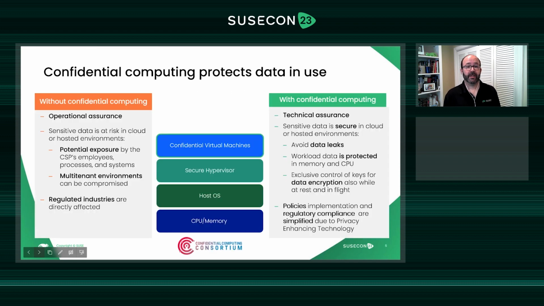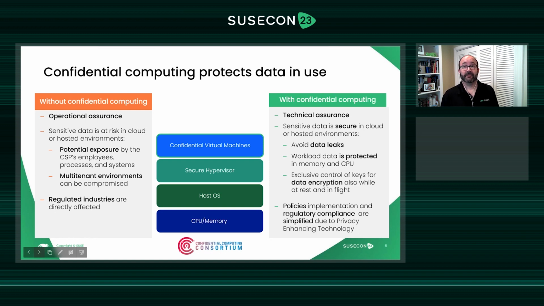Now, there's a project from the Confidential Computing Consortium that is working on protecting data in use. Everyone should at this point be familiar with the concepts of protecting data in transit and data at rest. But data in use means the data actually in memory in the processor while you're running an application. Without confidential computing, you have certain operational assurance that you can run your applications, but there's no way to technically assure that your applications are secure.